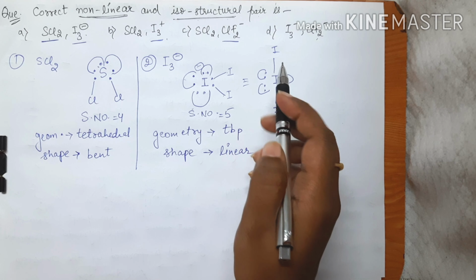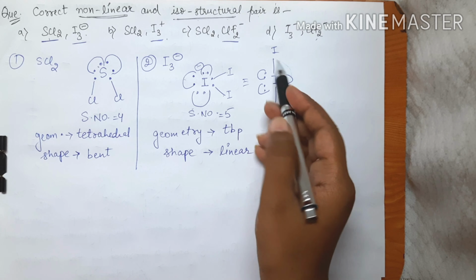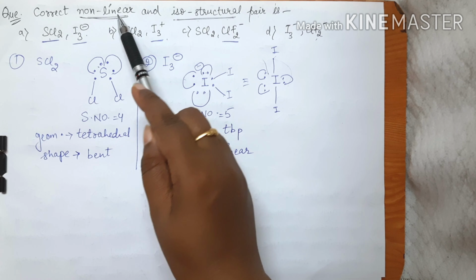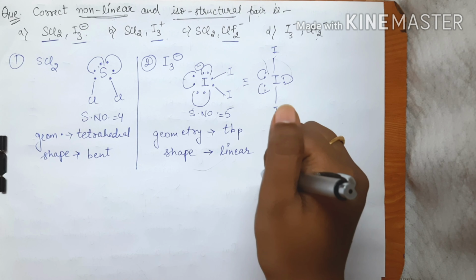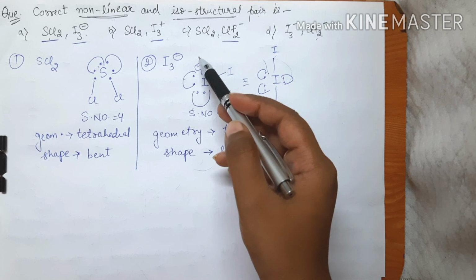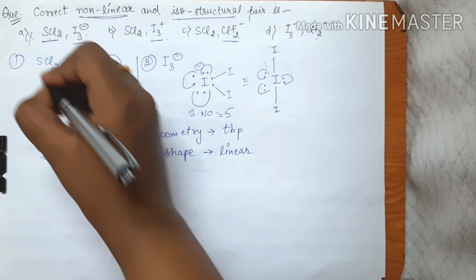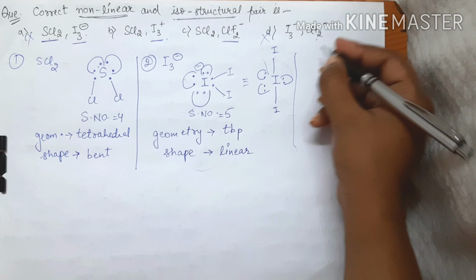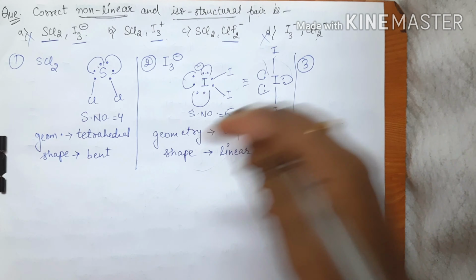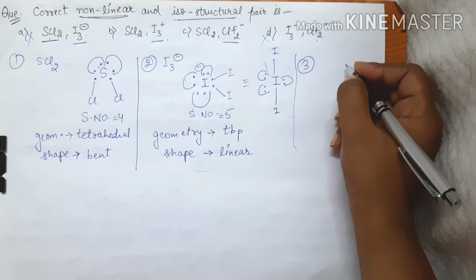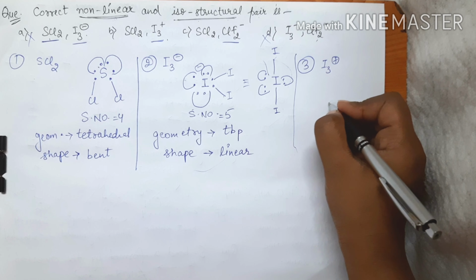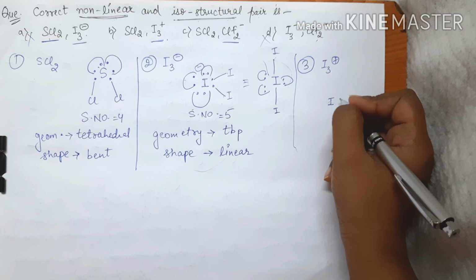So one thing we have found out is that this could not be the answer because we need a non-linear molecule. So all the options having I3 negative are excluded. These two options are excluded now. So now we'll move on to the third molecule, which is I3 positive. This molecule we have also discussed; it was also asked in one of the questions.